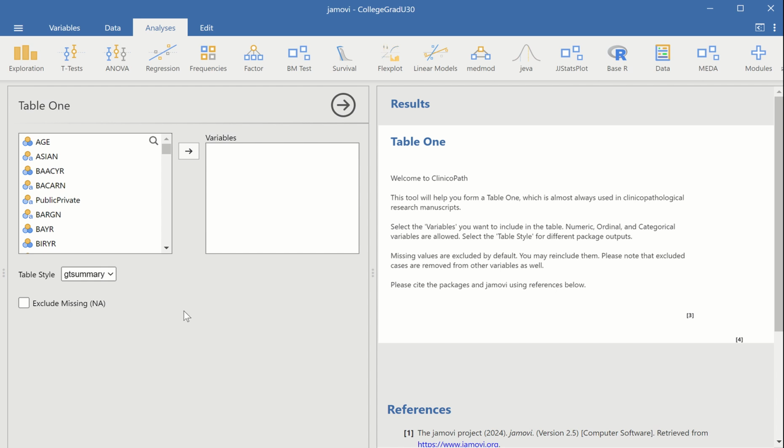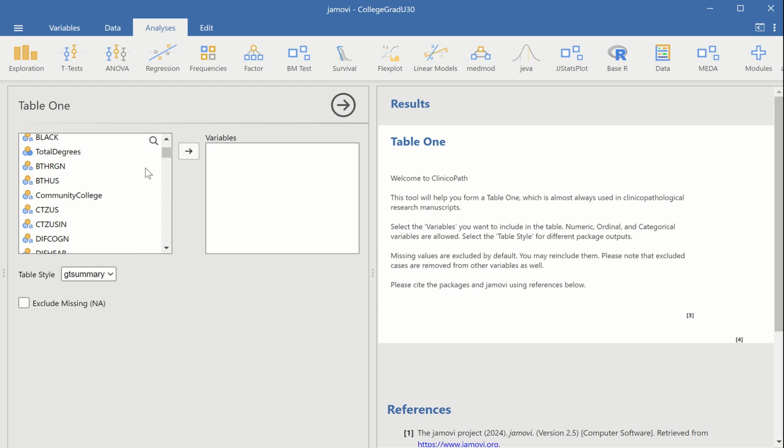This data set is about what college students are doing with their degrees after they graduate, and this is only the people under 30. The big data set has 180,000 observations and 100 or so variables, but I've pared it down a little bit.